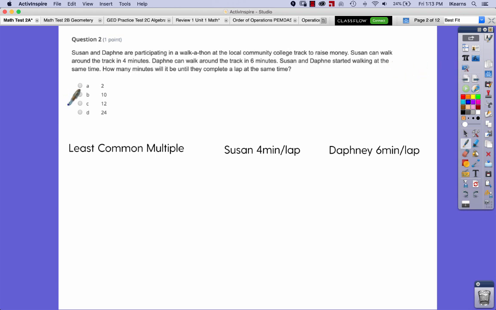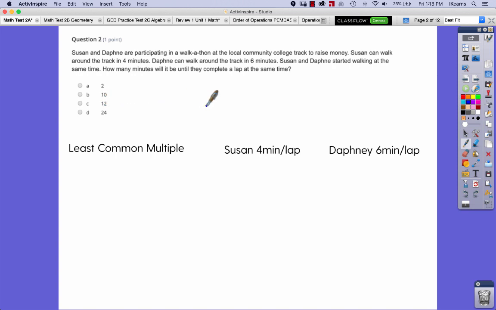All right, question 2. Susan and Daphne are participating in a walkathon at the local community college track to raise money. Susan can walk around the track in 4 minutes. Daphne can walk around the track in 6 minutes. Susan and Daphne started walking at the same time. How many minutes will it be until they complete a lap at the same time?